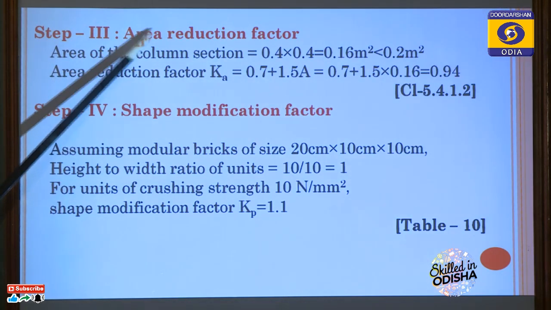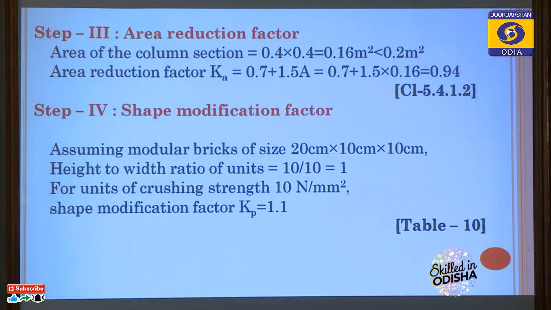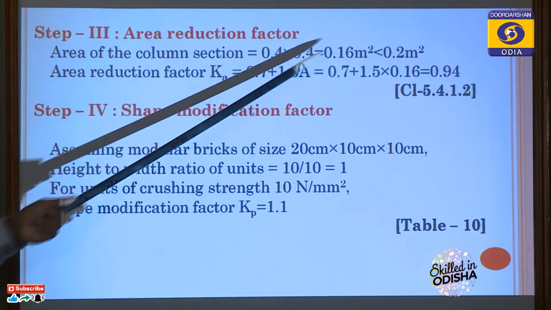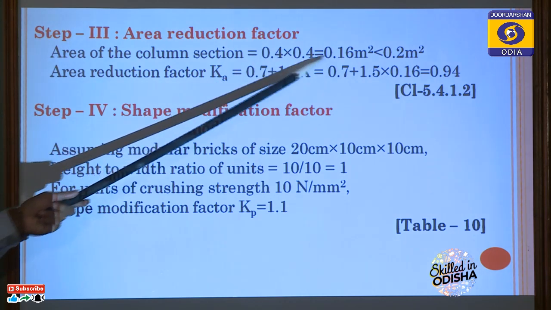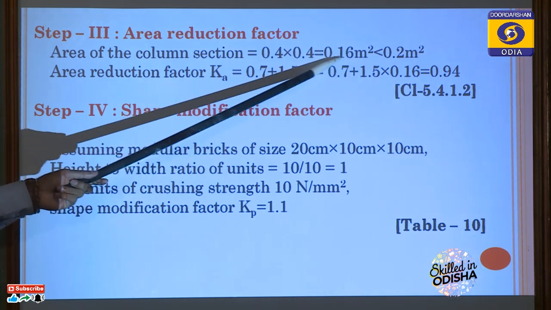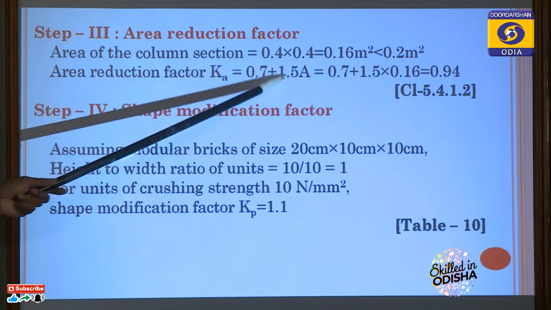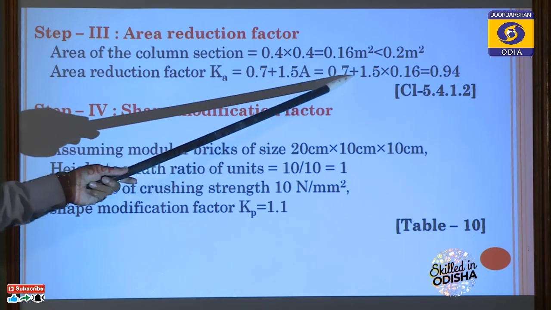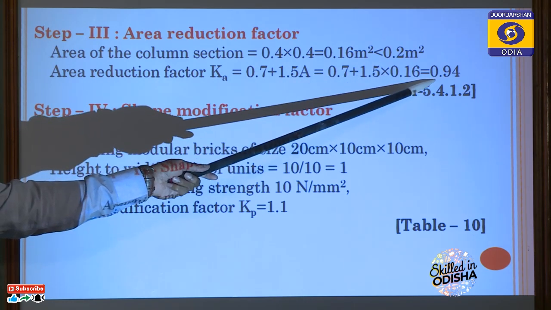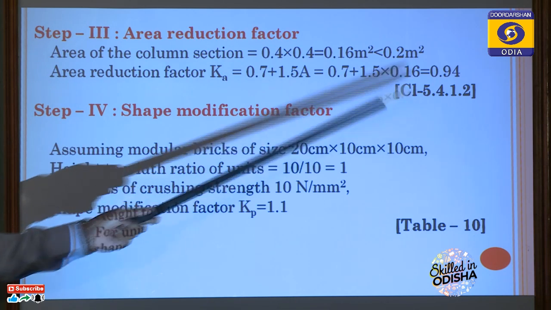In step 3 we have to multiply by an area reduction factor, as the calculated area is less than 0.2 meter square. Here the area is 0.4 into 0.4, which comes to 0.16 meter square, which is less than 0.2 meter square. As it is less than 0.2, we have to apply the area reduction factor 0.7 plus 1.5 times A. So this is 0.7 plus 1.5 into 0.16, which comes to 0.94, and this has been calculated from clause 5.4.1.2 of the IS code.